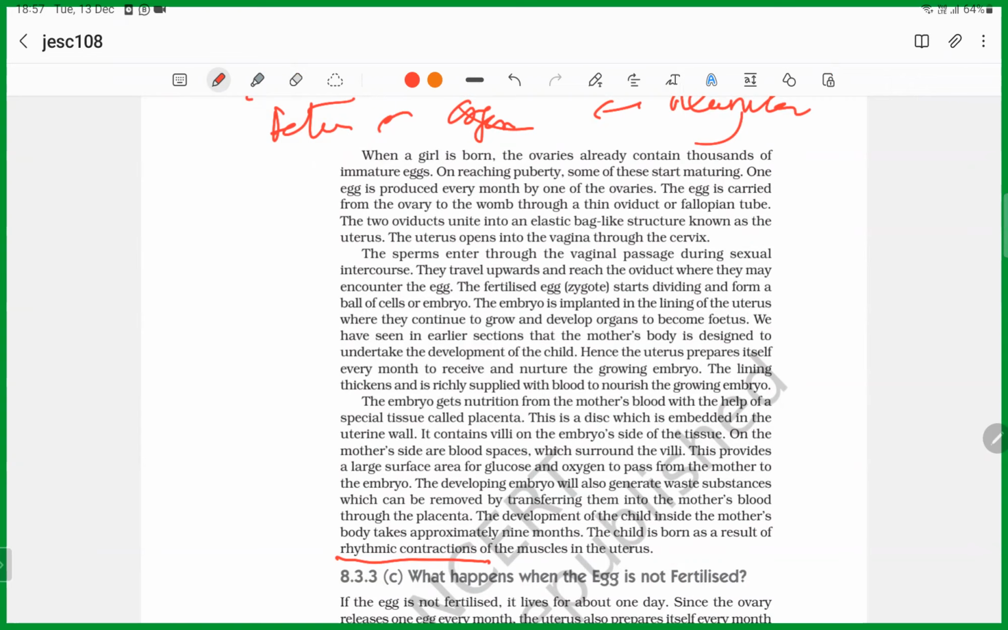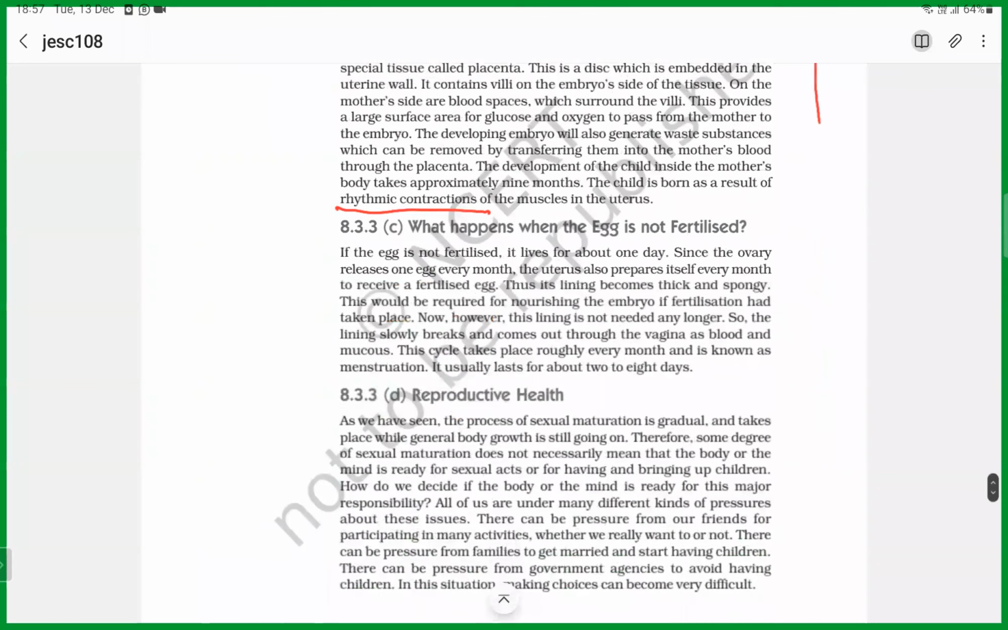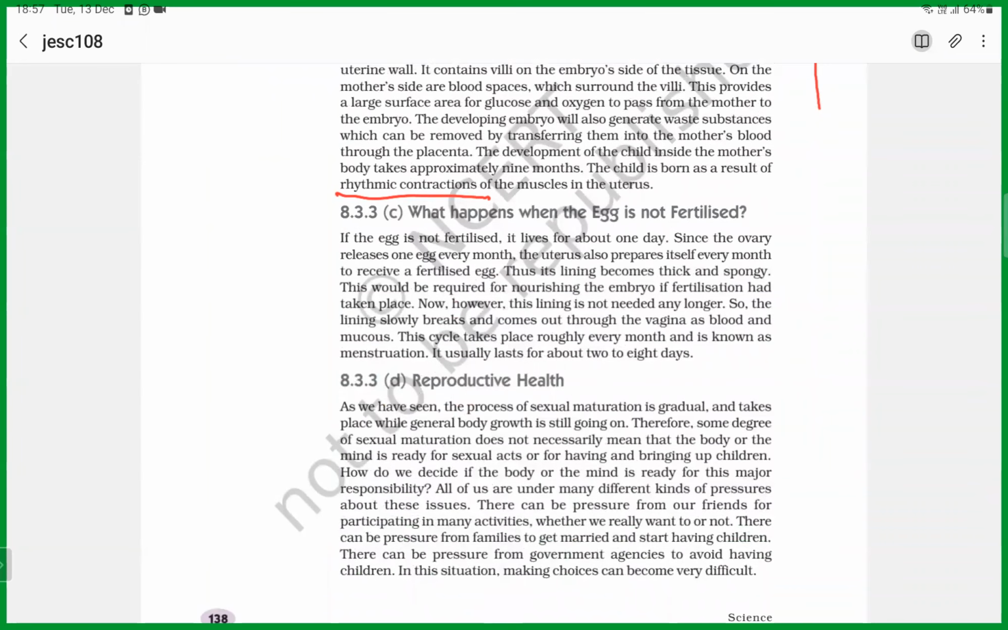Parturition, delivery of the baby. Okay, parturition, delivery of the baby. So fertilization, zygote formation, and baby development, and finally parturition, baby delivery, and followed by lactation. So these are all the stages in human development. Okay, fine. And now, what happens if the egg is not fertilized?